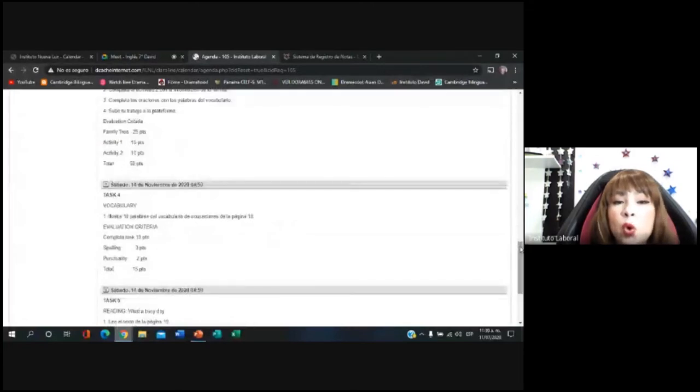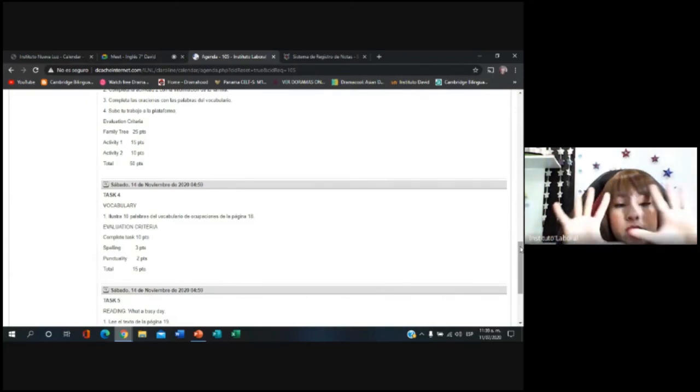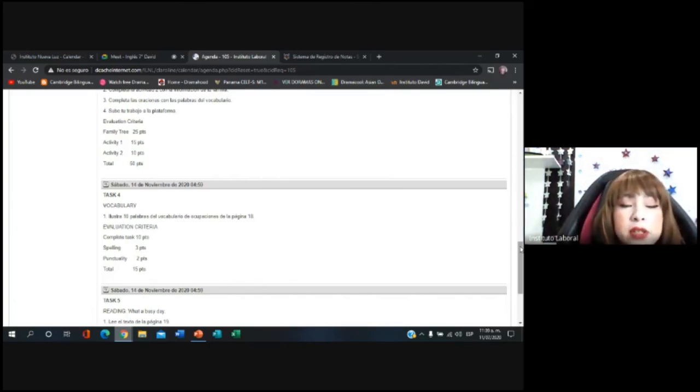Task number 4 is the vocabulary about occupations, the ones that we have here in the English module, page 18. You have the word in English and the meaning in Spanish. What you have to do is select 10 words and illustrate them. Write the word in English, okay?